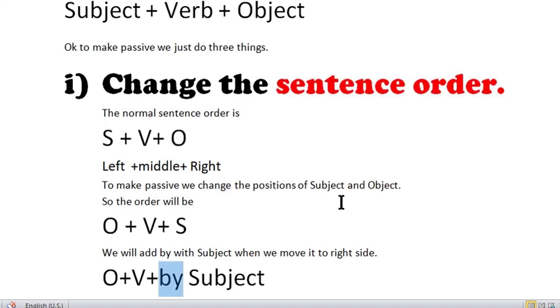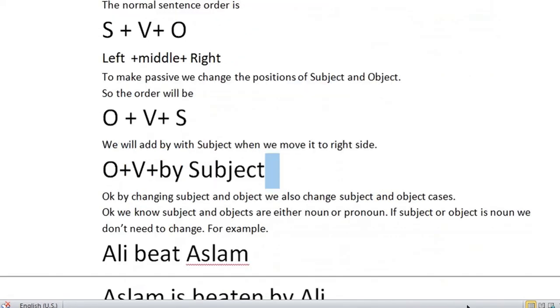When the subject moves to the right side, it gets "by" with it. So the passive voice formula is object plus verb plus by plus subject. This way we change our sentence order. It's so easy. We know our subject or object could be a noun or it could be a pronoun. If it's a noun, it doesn't matter. We don't need to make any changes.